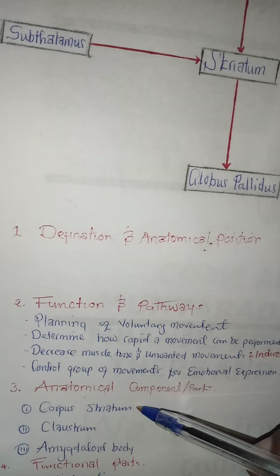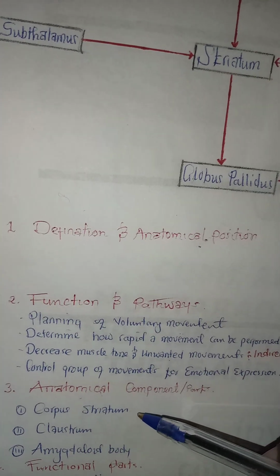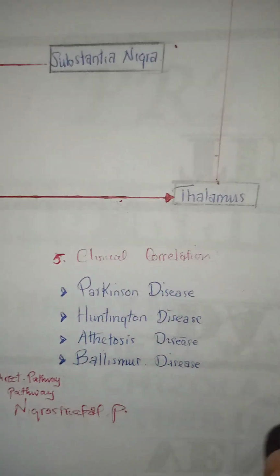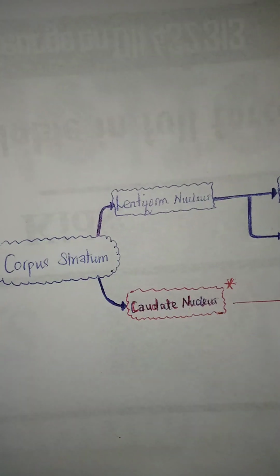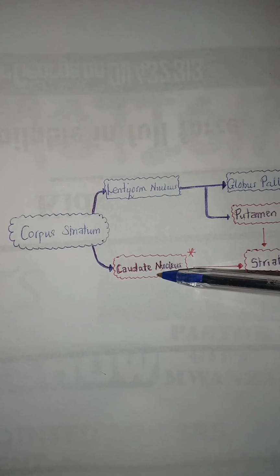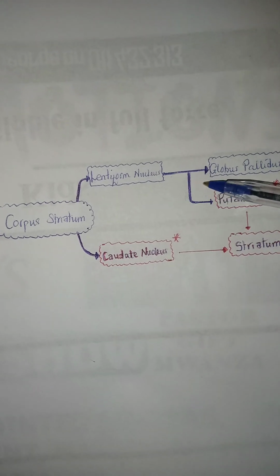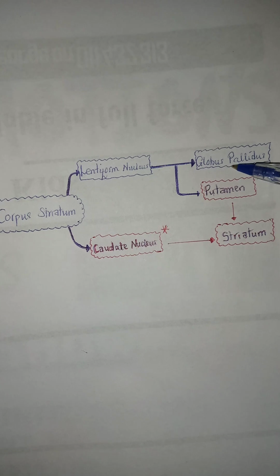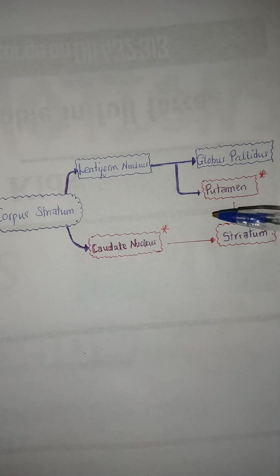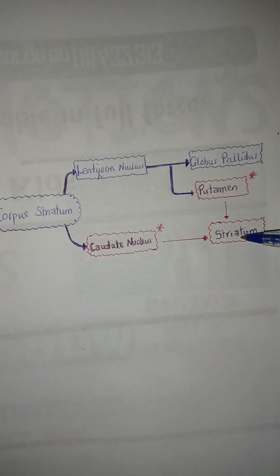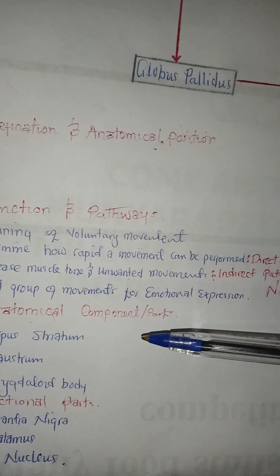And then we have the corpus striatum. The corpus striatum basically consists of the lentiform nucleus and caudate nucleus. The lentiform nucleus forms the globus pallidus as well as the putamen. The putamen together with the caudate nucleus form the striatum. So that's about the corpus striatum, which is part of the anatomical part of the basal ganglia.